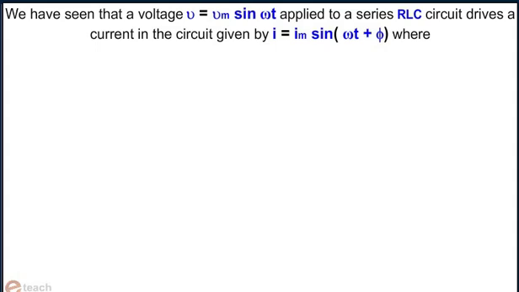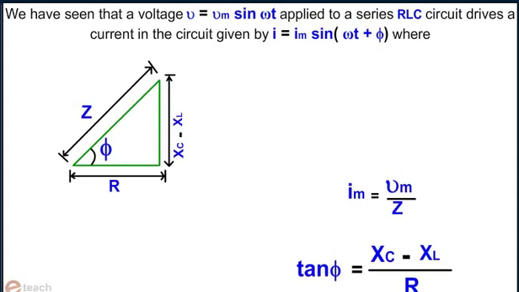Power in an AC circuit and the power factor. We have seen that a voltage V equals Vm sin omega t applied to a series RLC circuit drives a current in the circuit given by I equals Im sin(omega t plus phi), where Im is Vm by Z and tan phi is Xc minus XL divided by R.